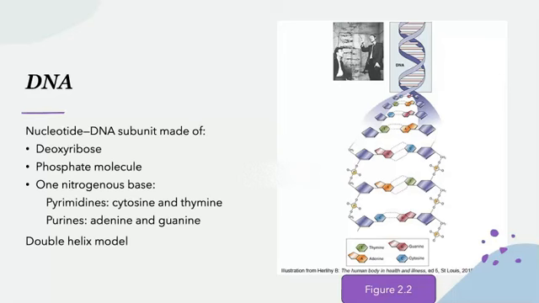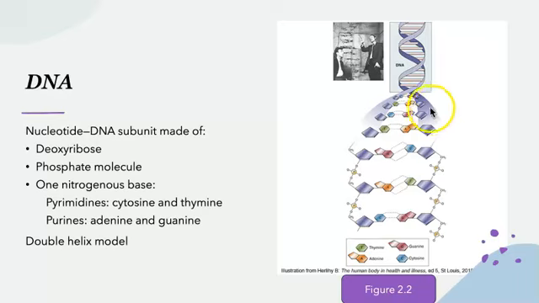The first topic we're going to discuss is DNA, and I hope this is review for you. We have nucleotides that are DNA subunits made up of a deoxyribose molecule, which is going to be our sugar molecule. We have our phosphate, and then one nitrogenous base, which we can categorize within pyrimidines. That would be our cytosine and thymine, and then our purines are going to be our adenine and guanine.